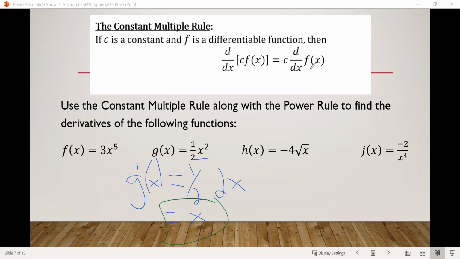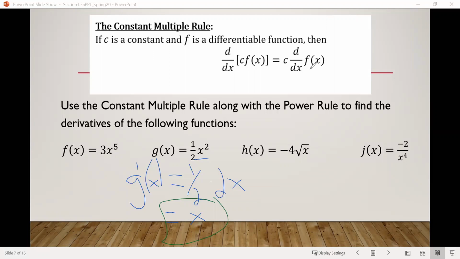All right, what about the next one? So h of x equals -4 root x. Now for this one, we have a constant multiple, but now we have a root. And Cody didn't tell us how to find the derivatives of roots yet. So this problem's probably impossible, and we should just skip it and go on to the next one, right? No, definitely not true. So what are we going to do?